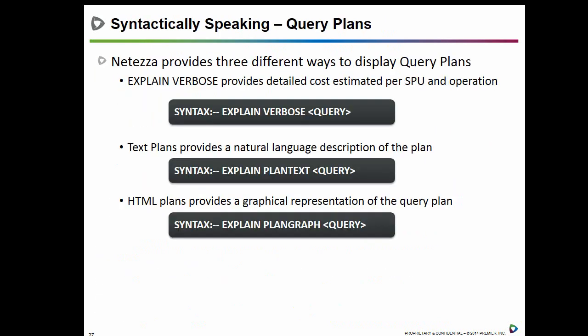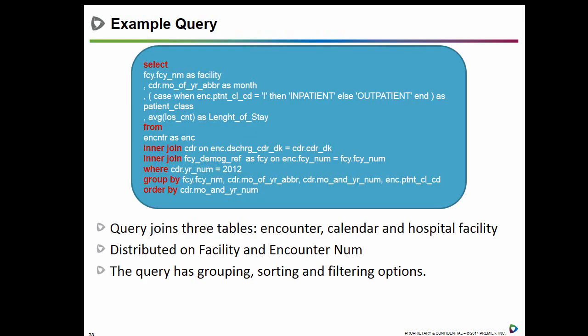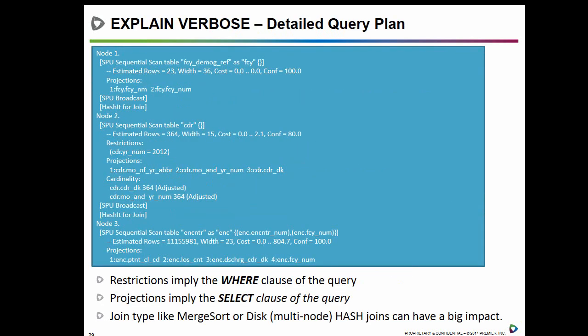Netezza gives us 3 different ways of understanding this plan: explain verbose, explain plan graph, which is an HTML way of understanding it, and explain plan text, which is a natural language description of the plan. I do like all 3 of them and use them in different ways to understand my queries. And here we are showing you how a query is joined on 3 different tables. And then in explain verbose, we are seeing how each node is acting on these queries. Now, unfortunately, my table is distributed on facility and encounter.